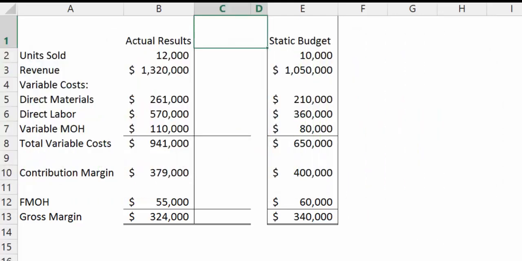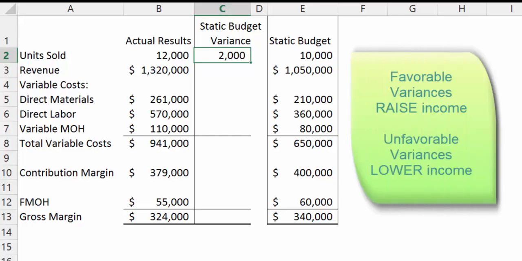Next, we want to start calculating the static budget variances line by line. We want to look at whether each variance is favorable or unfavorable. So let's look at the first one. Even though this is in units and not in dollars, we can calculate this variance. We sold 2,000 units more than we had planned. Selling more units would typically raise our gross margin, contribution margin, all other things being equal. And so this is a favorable variance.